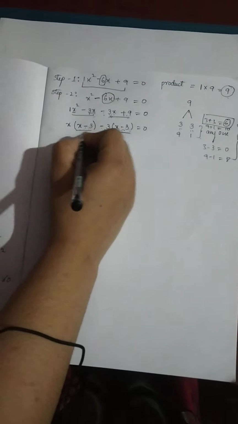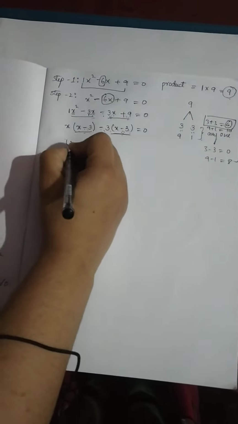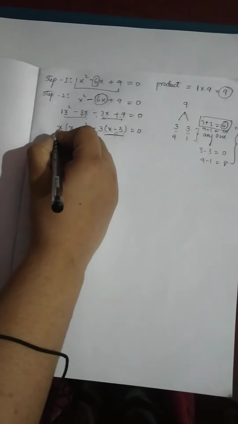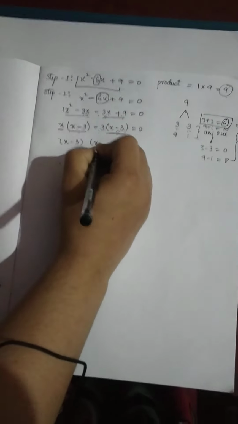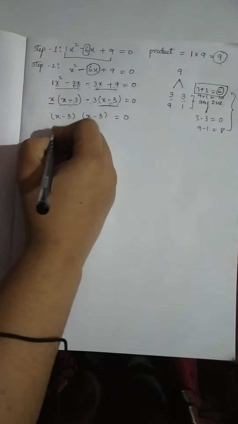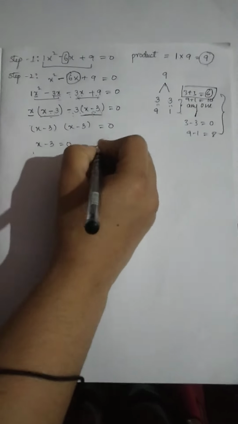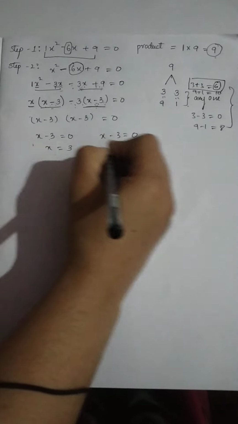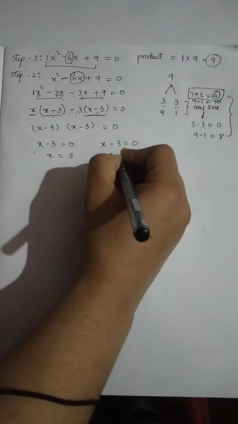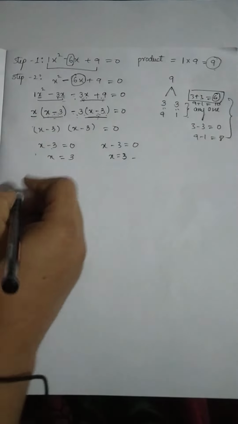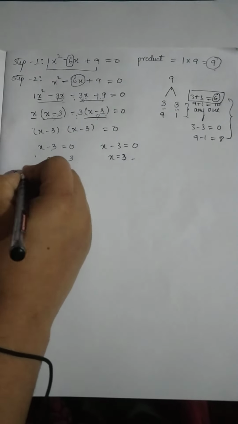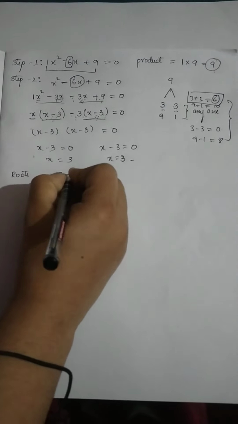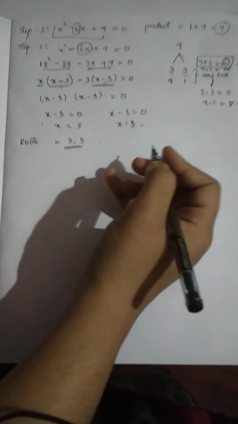So now what is common? x minus 3. Whatever is left, write it here: x and minus 3 equal to 0. If you equate both separately to 0, x equals minus 3 goes there as plus 3, here also minus 3 goes there as plus 3. So the roots will be 3 comma 3. These are two roots, right? It is quadratic, so we have got two roots.